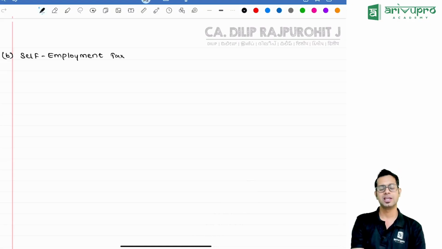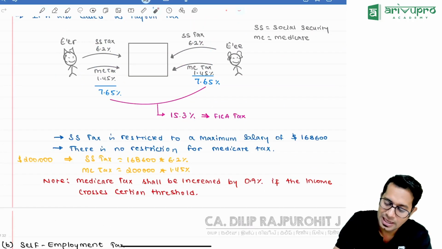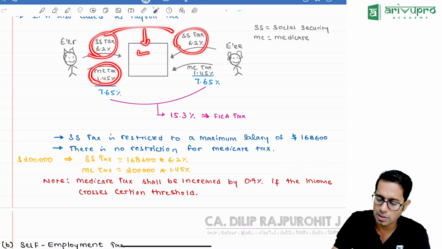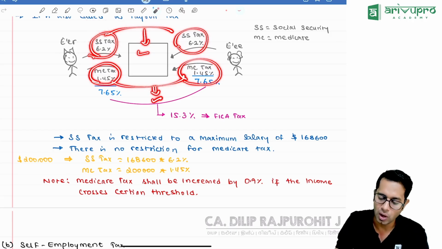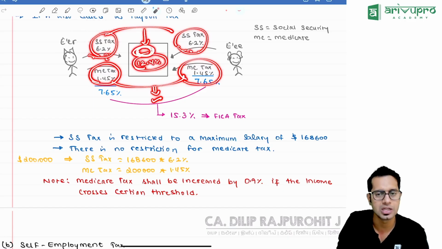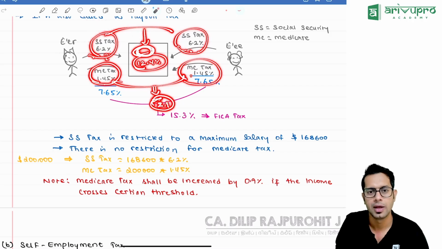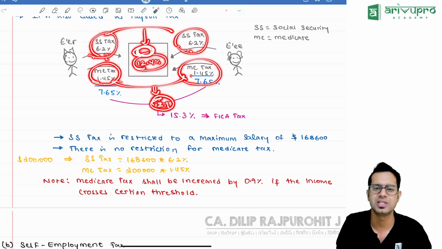So here the lawmaker says, whatever contribution was made by them individually, this contribution you will have to make combined. Meaning, whatever together they contributed towards social security tax, the full amount of that, how much, sir? 12.4%. You yourself have to contribute. Whatever they had contributed separately for Medicare tax, the full amount of that, how much, sir? 2.9%. You will have to contribute as your Medicare tax by yourself. That is the only difference.